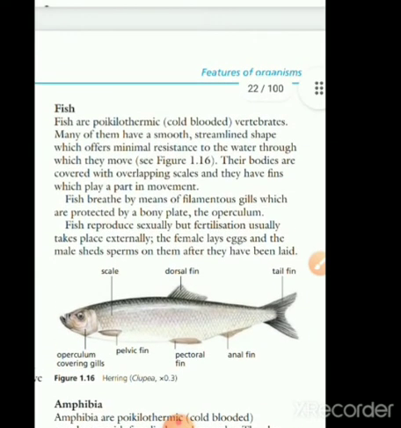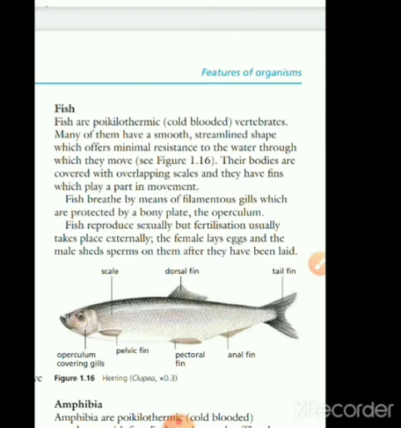Next is a feature when it comes to fish. Fishes are basically poikilothermic, cold-blooded vertebrates. Many of them have a smooth, streamlined shape which offers minimal resistance and allows them to move smoothly through the water. Their fins are sensitive, and water moves fast, so they can move ahead, and they have enough energy to push themselves forward or maybe backward.